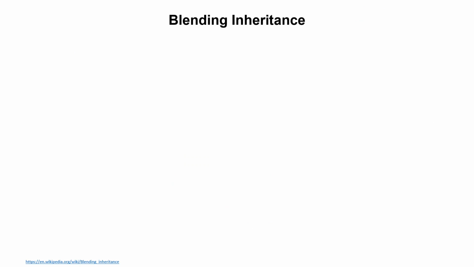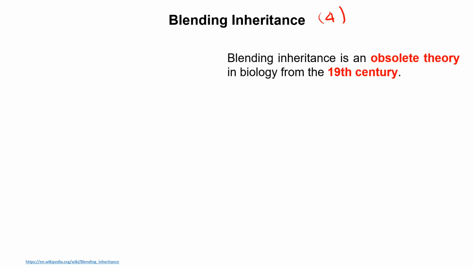So I want you to remember 4 key concepts from blending inheritance. First one, that this idea is obsolete. So this is obsolete, and this idea was popular in the 19th century. But now we know that it's not true.